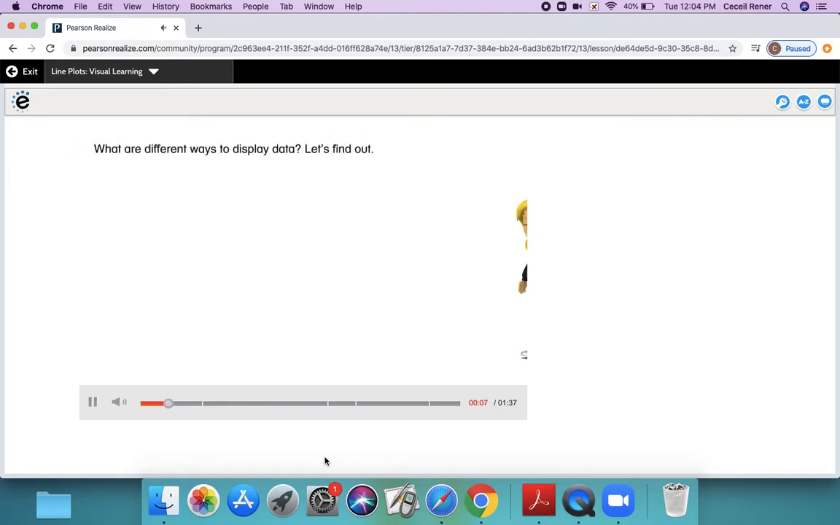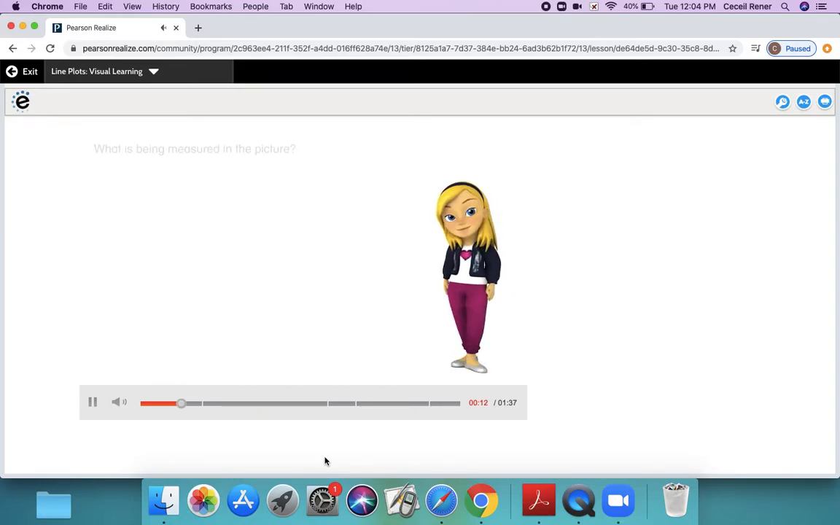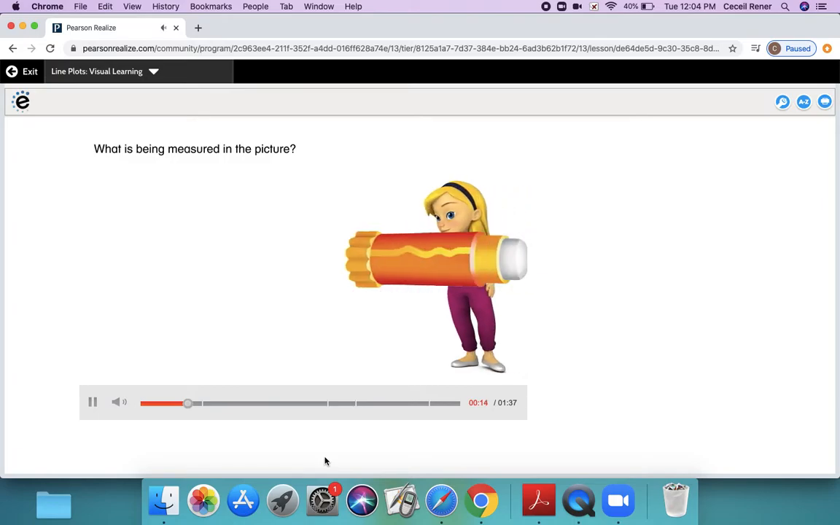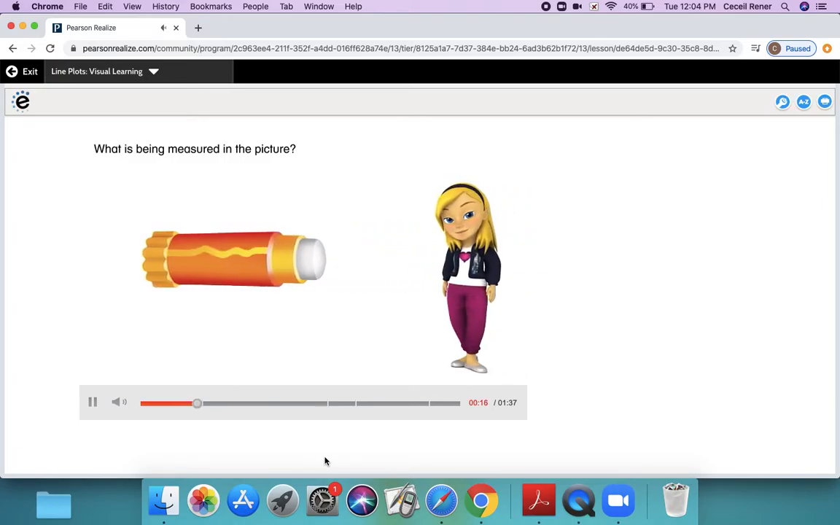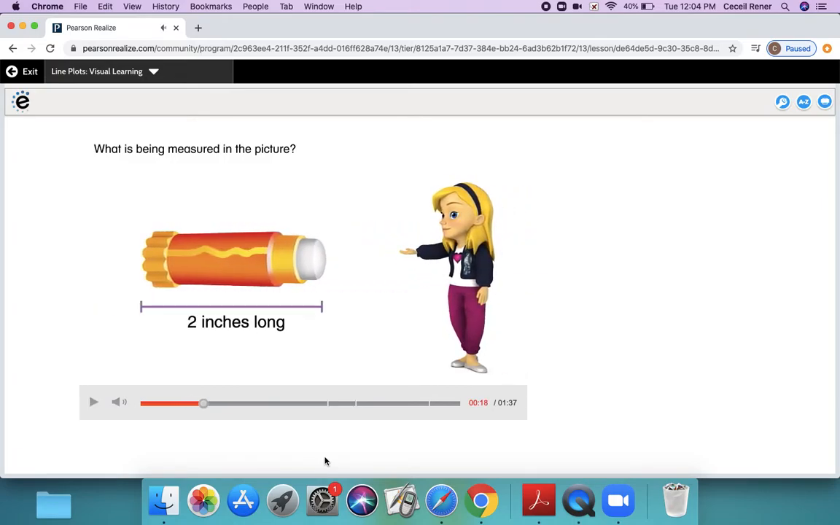What are different ways to display data? Let's find out. What is being measured in the picture? So what is that, boys and girls? It looks like a glue stick. And how long is that glue stick? It is 2 inches long. I hope you all said, I hope you said we have a 2-inch long glue stick.